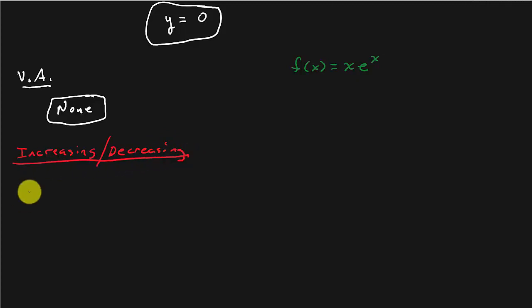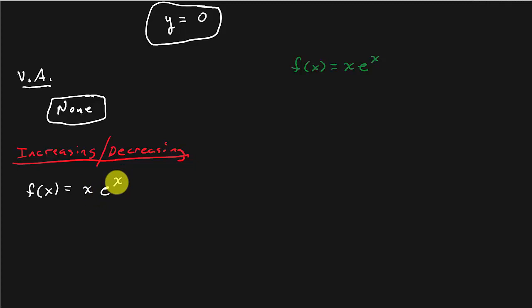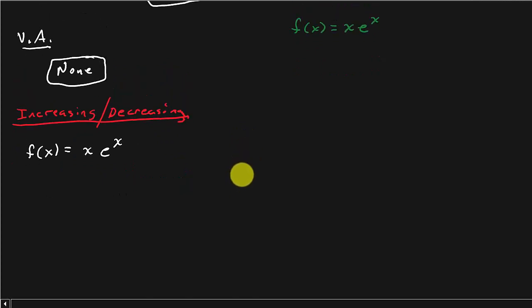All right, so for increasing and decreasing, remember we've got to find what? We've got to find the critical numbers, all right? And then we'll plot those on the number line. So I've got to take the derivative.